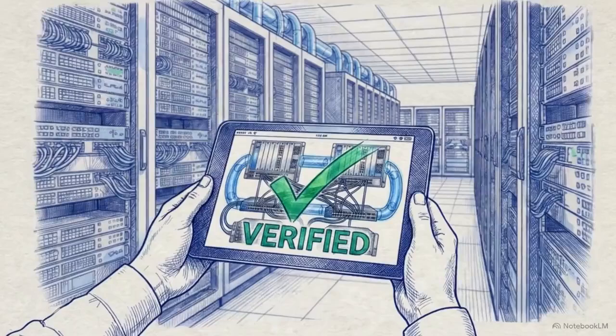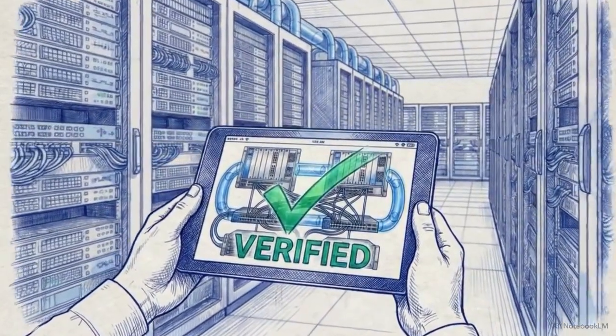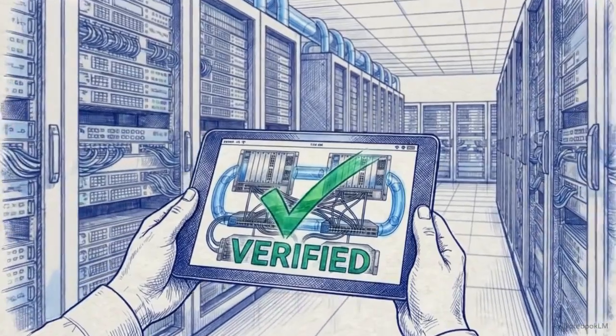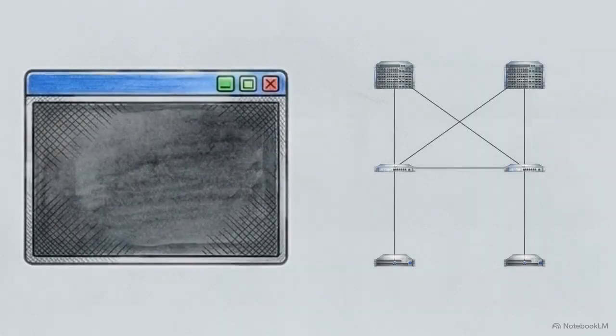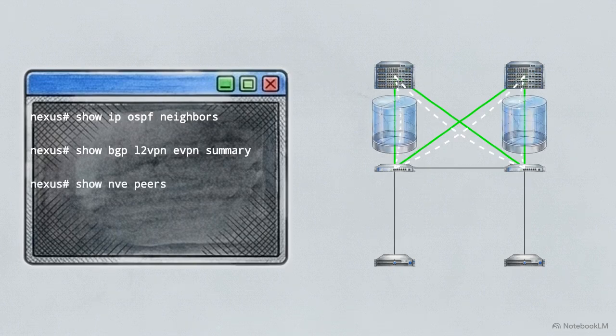A newly deployed fabric is not considered functional until both the control and data planes are verified against the operational requirements of the lab. We begin at the underlay. Show IP OSPF neighbors confirms routers formed physical adjacencies. Show BGP L2VPN summary validates leaf and spine routing updates. Show NVE peers confirms VXLAN data plane tunnels are operational. Finally, show VPC verifies both leaves operate seamlessly as one.